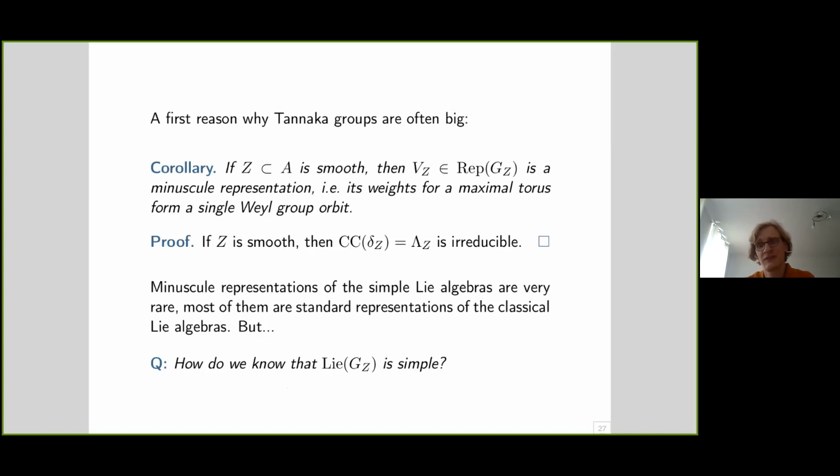So a priori, this would only say that the Lie algebra is a product of simple Lie algebras, and the representation is a corresponding product of minuscule representations, which still leaves a lot of space. And we want to show the group is actually simple. And this, of course, doesn't hold for arbitrary Z, but then you have to impose some extra assumptions.